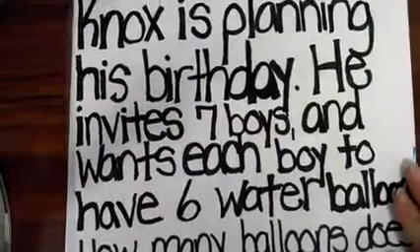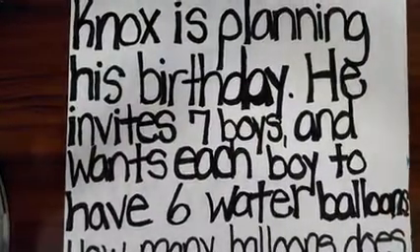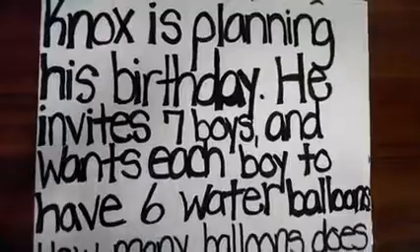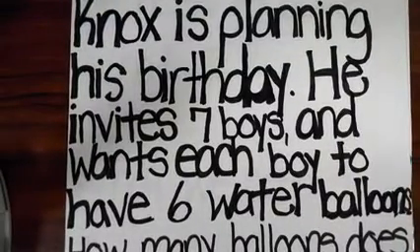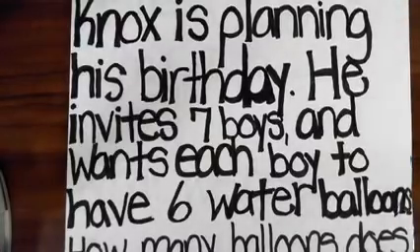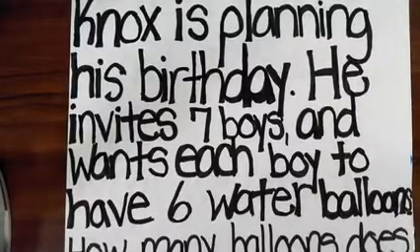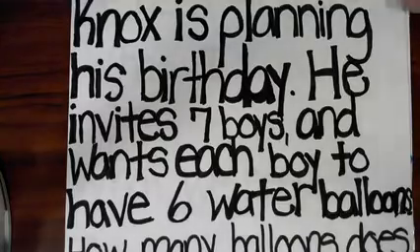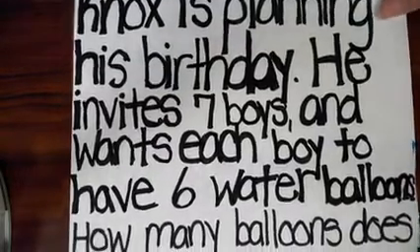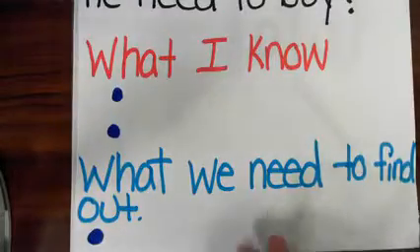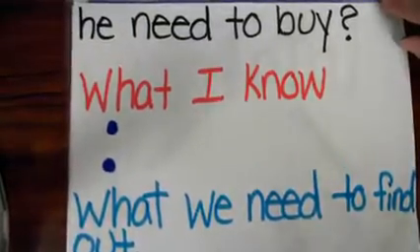Ms. Atfield just talked about how we do input-output charts to collect some of our data. So we're going to look at this problem, and then you are going to help us create an input-output chart based off of the data we have in this problem. Knox is planning his birthday, and he invites 7 boys, and he wants each boy to have 6 water balloons. So how many balloons does Knox need to buy?